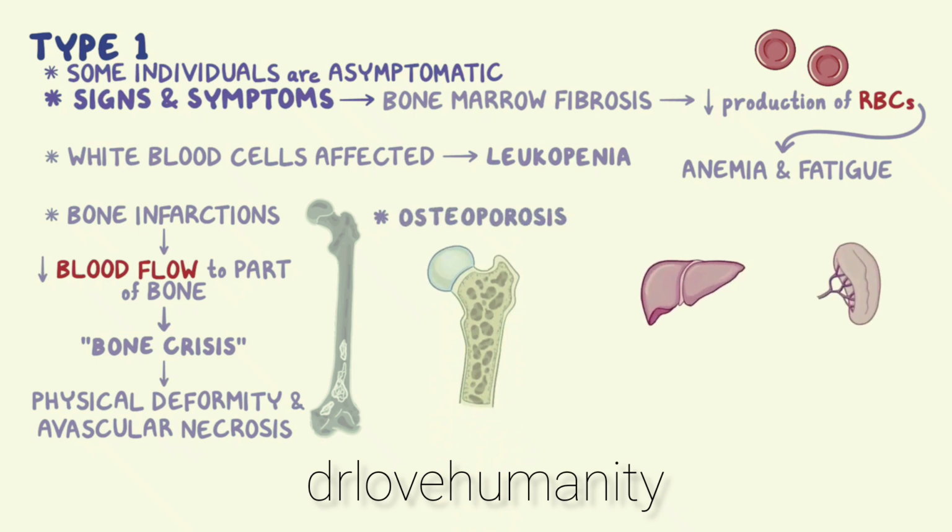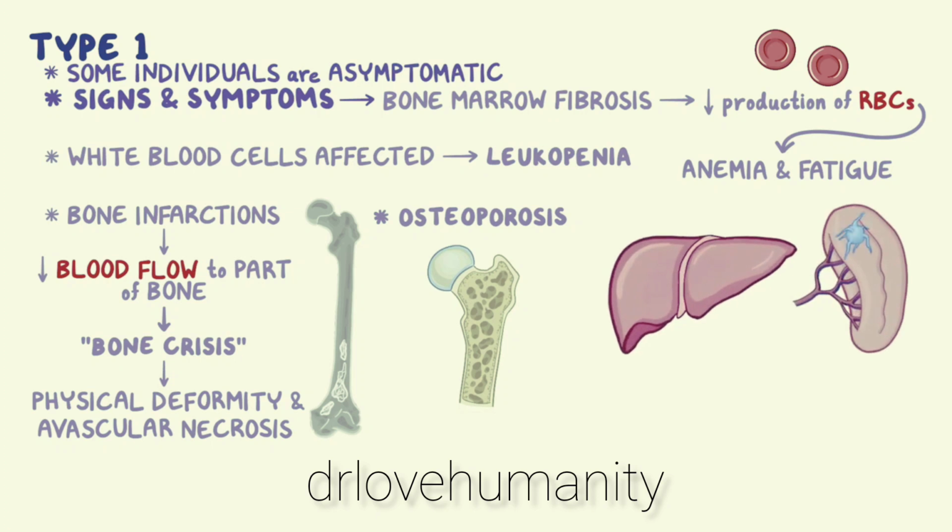Both the liver and spleen can become enlarged, and when platelets are sequestered or trapped within the enlarged spleen, this can cause thrombocytopenia, or low platelets in the blood. This can lead to bleeding and easy bruising.